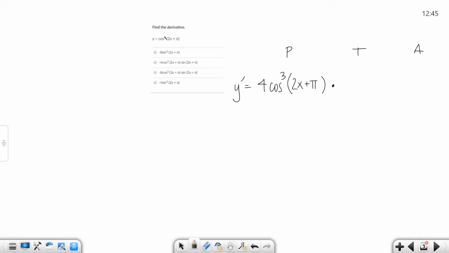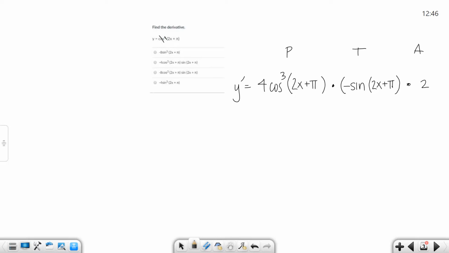The second thing I need to do is take care of the trig part. So the trig part is cosine. The derivative of cosine is negative sine. Keep your angle. So that takes care of the trig part. The last part is angle. The derivative of the angle here would be 2.